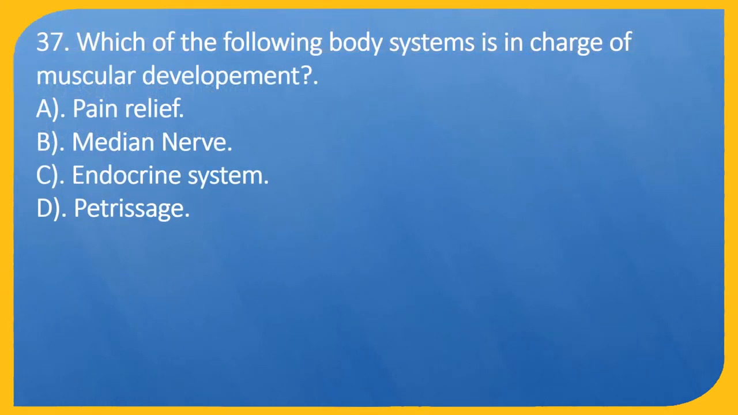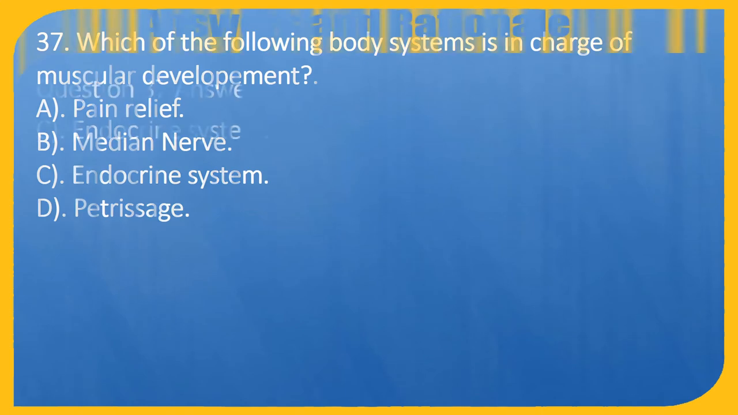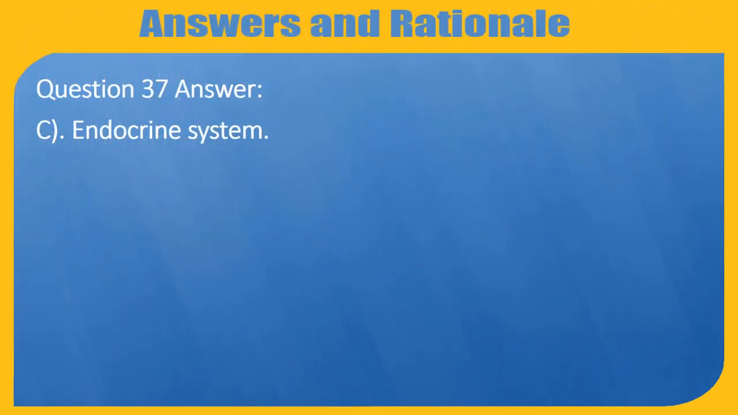Question 37. Which of the following body systems is in charge of muscular development? A. Pain relief. B. Median nerve. C. Endocrine system. D. Petrissage. Question 37. Answer. C. Endocrine system.